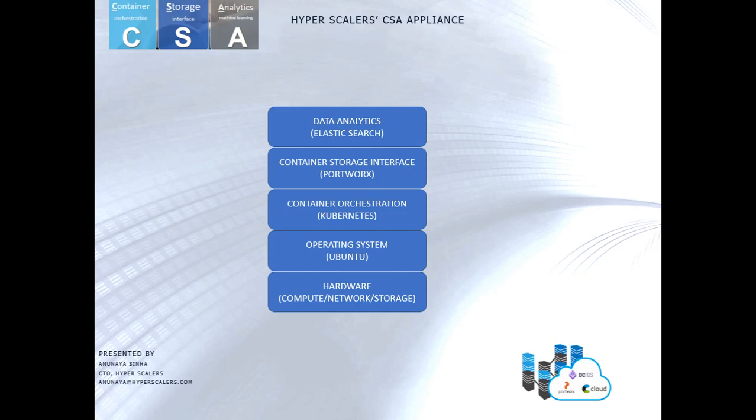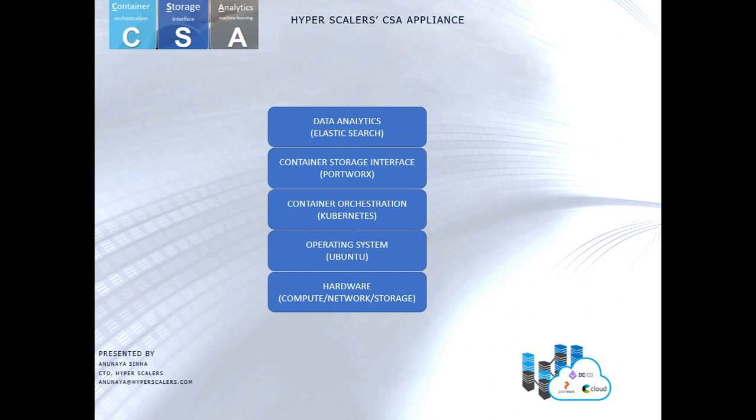In this demo, we will talk about these various stacks of the container storage analytics appliance, and I will show the hardware, the OS, the Kubernetes installation, Portworx, and Elasticsearch. As we discussed, this appliance holistically gives a solution where we can have virtualized storage running using Portworx on Kubernetes as the container orchestrator, and we'll run some Elasticsearch APIs or analytics applications to play with some of the database solutions which we integrate with Portworx.